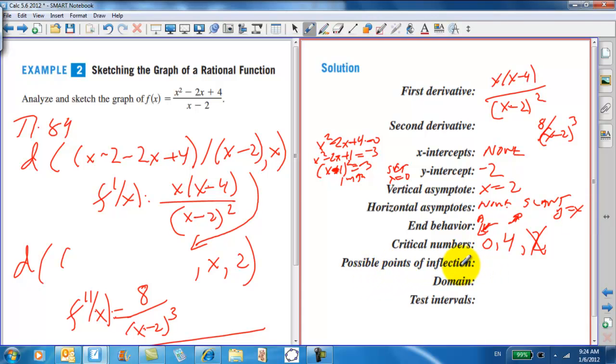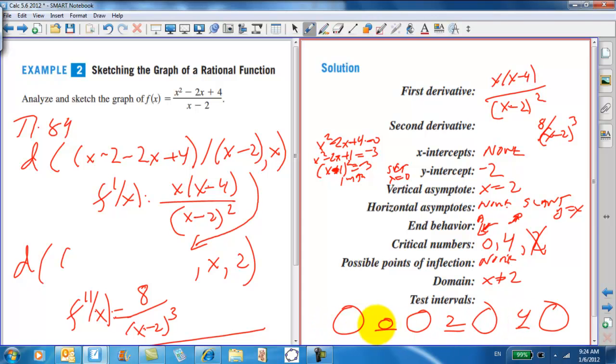Possible points of inflection, can the second derivative equal 0? No, it can be undefined, but that's where the original function is undefined too, so none there. The domain, just x cannot equal 2. That restricts the domain over here. Test intervals, then, we're very much concerned with 2, and our critical numbers are 0 and 4. So 0, 2, and 4. And we're going to want to look at the stuff in between each of those. Okay?